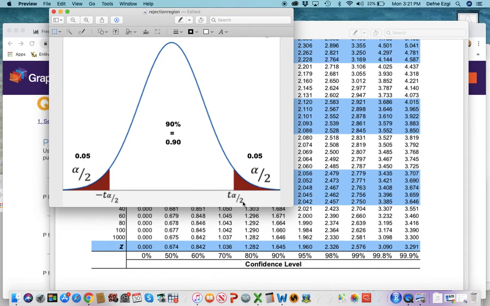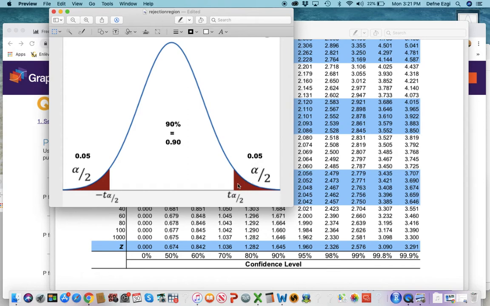So t sub alpha over 2 is exactly the same thing as a t star, or also known as critical t. So if I were doing a 90% significance test with a hypothesis test, the middle area equals 0.9, and my rejection regions are these red areas. Both of them add up to 1 minus 0.9, and that's alpha. So in a 90% significance test, alpha is 1 minus 0.9, or 0.1.